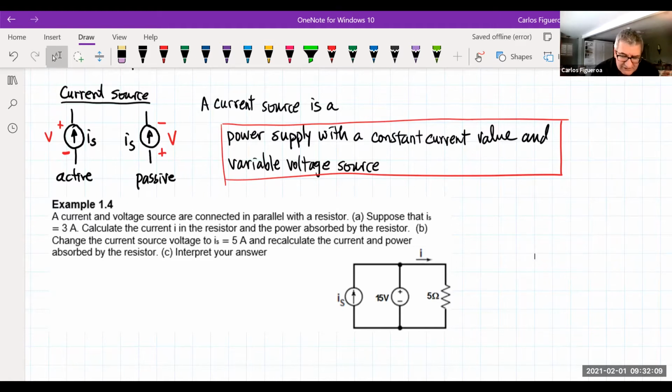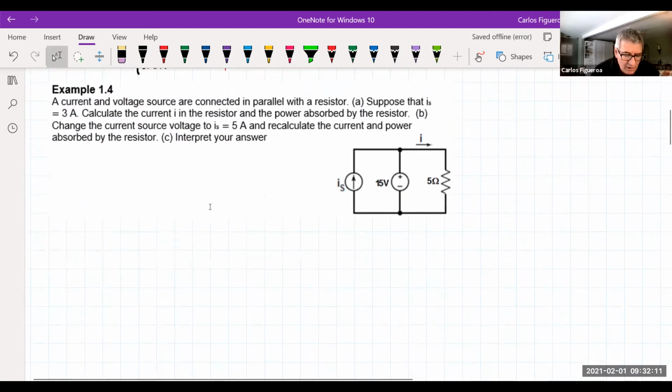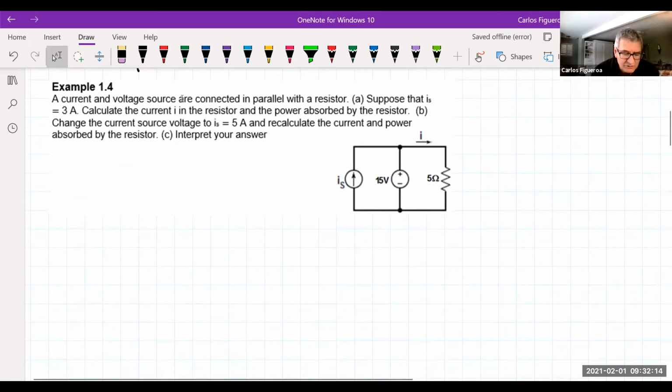What you find in this example is that the current and voltage source are connected in parallel with the resistor. Here's our 5 ohm resistor, and these guys are in parallel. Now suppose that this source is 3 amps. Calculate the current in the resistor and the power absorbed by the resistor. Now I'm doing a little bit of cheating here, but not too much. The reason is that I know this voltage source is in parallel with this 5 ohm resistor. I mean, what else could it be?